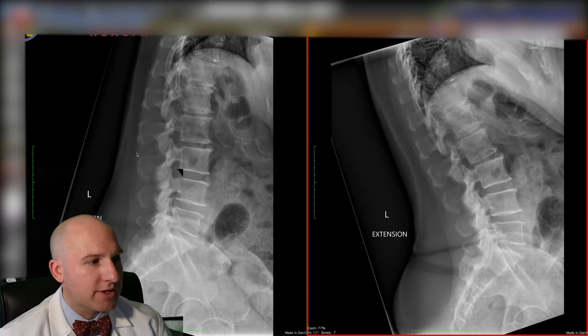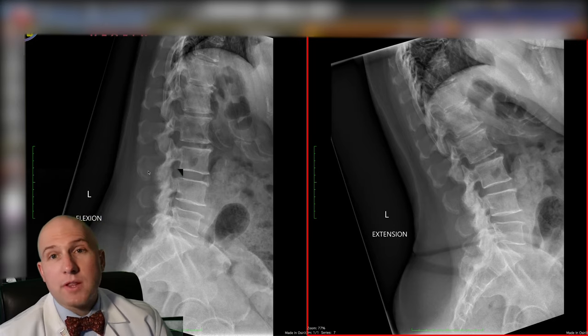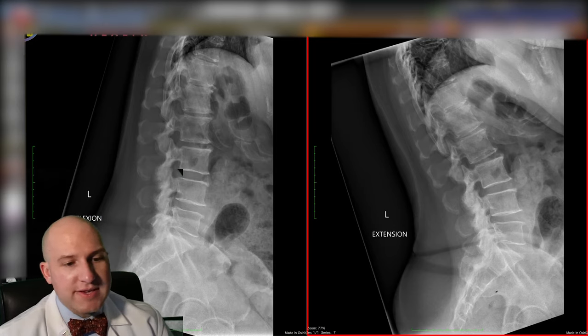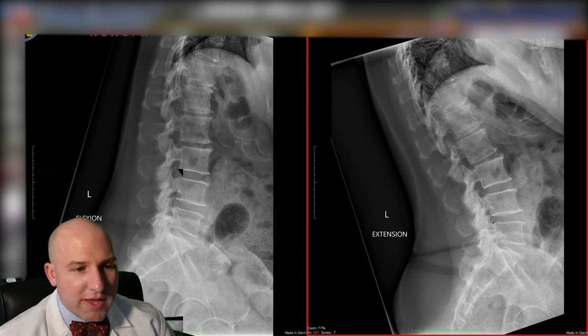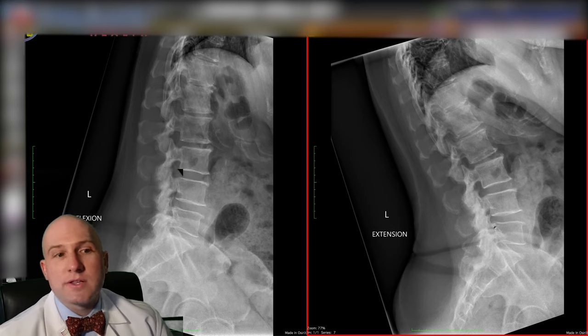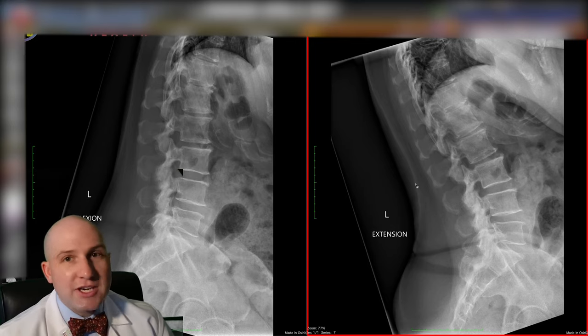The next thing that we can look at are lumbar x-rays, and so here's an example of some lumbar x-rays. Five bones in the lumbar spine, and then this is the sacrum, which is the tailbone. Look at the disc heights. Look at the alignment to make sure there's not a spondylolisthesis. And again, flexion and extension x-rays are particularly important.